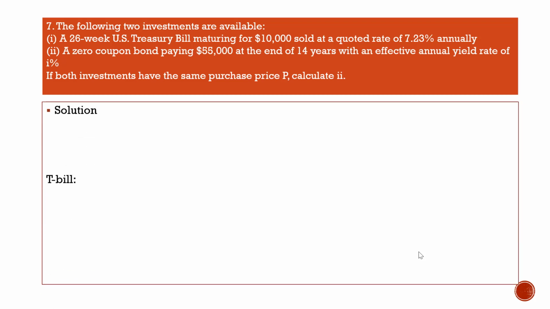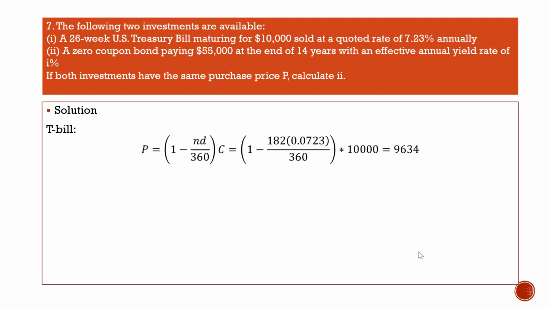So first we find the price of the U.S. Treasury bill. Since this is a U.S. Treasury bill, we use 360. P is 1 minus N D over 360, the whole thing times C. And we use 26 weeks, 26 times 7, 182 days, so 182 is substituted into N. D is 0.0723 because the quoted rate is 7.23% annually. So the price for the 26-week U.S. Treasury bill is $9,634.